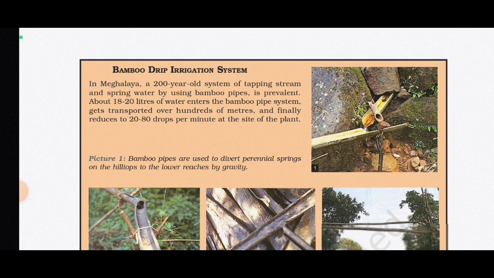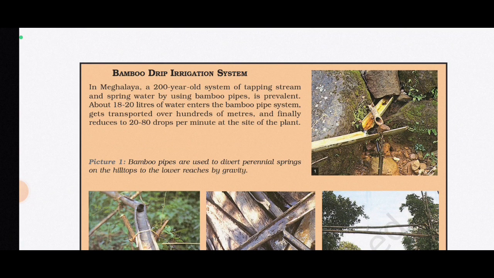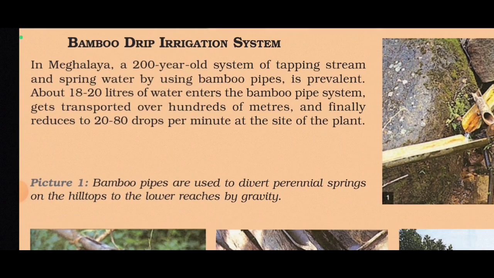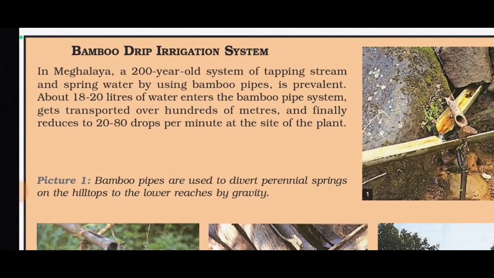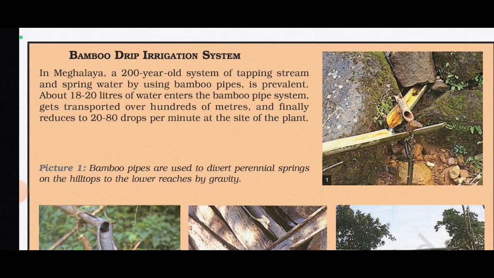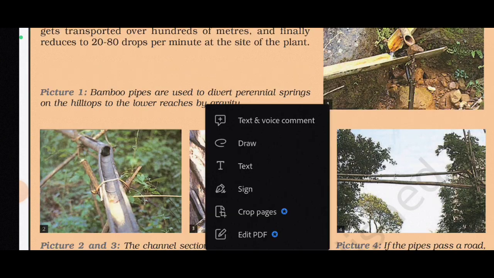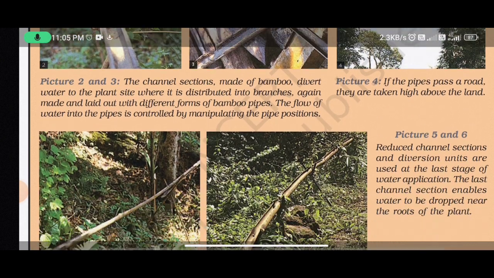Then look at the bamboo drip irrigation system. Where is this bamboo drip irrigation system from? It is in Meghalaya. In Meghalaya, a 200-year old system of tapping stream and spring water by using bamboo pipes is prevalent. About 80 to 20 liters of water enters the bamboo pipe system, gets transported over hundreds of meters and finally reduces to 20 to 80 drops per minute at the site of the plant.